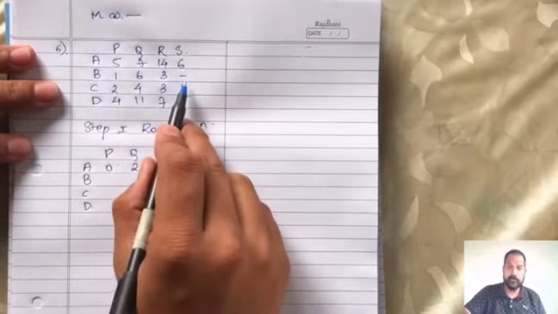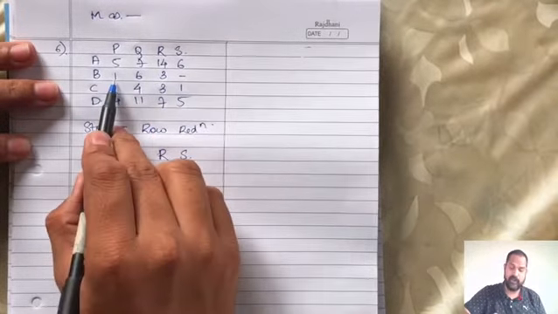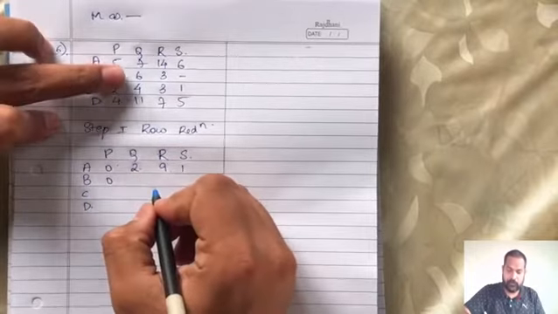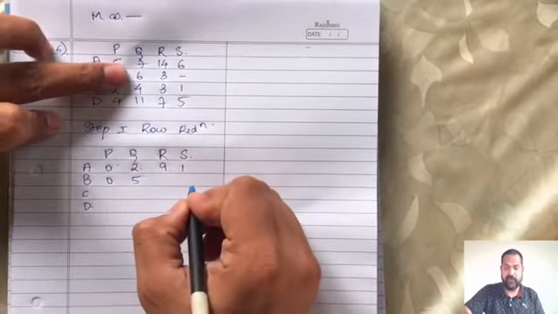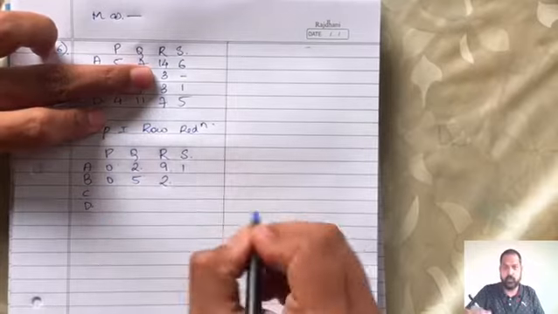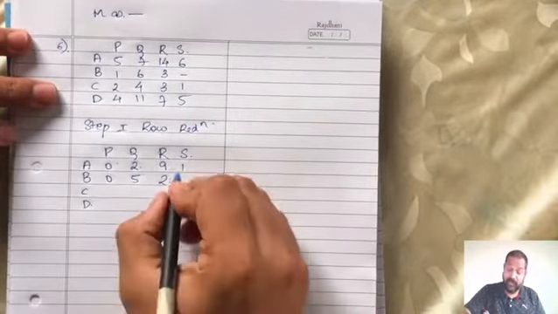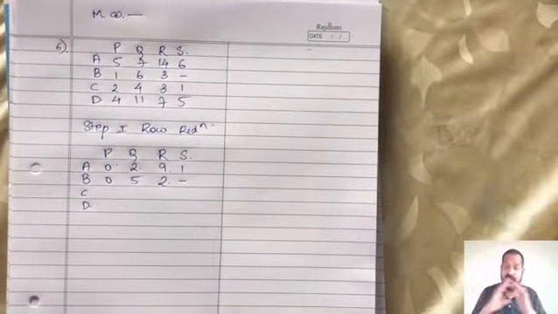Row number 2. What is the least? 1. Start subtracting. 1 minus 1 is 0. 6 minus 1 is 5. 3 minus 1 is 2. What is dash minus 1? Nobody cares. That cell is going to remain dash, irrespective.